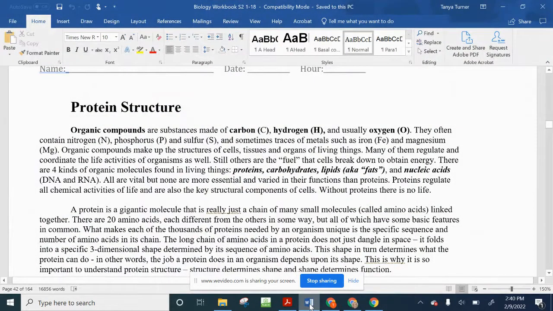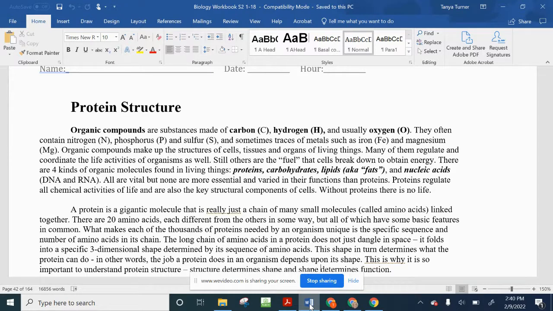Protein structure. This reading is on page 42 of your workbook. Organic compounds are substances made of carbon, hydrogen, and usually oxygen. They often contain nitrogen, phosphorus, and sulfur, and sometimes traces of metals such as iron and magnesium. Organic compounds make up the structures of cells, tissues, and organs of living things.